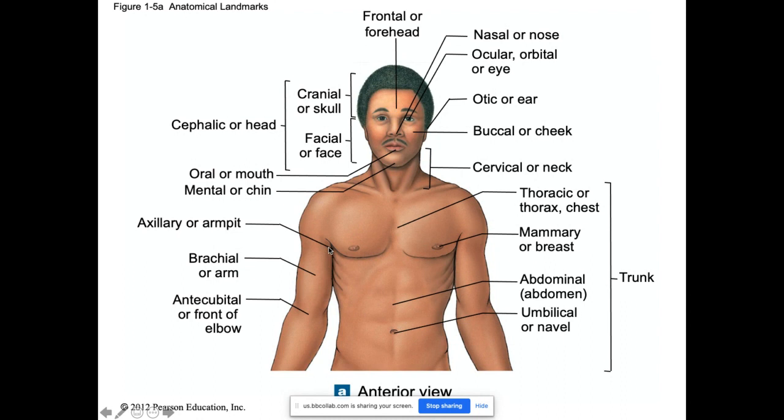The armpit is the axilla or axillary region, where you have axillary lymph nodes. You have the mammary duct, which is the breast. There's also mammary lymph nodes. The arm is the brachial or brachium. You've heard of the biceps brachii or brachialis. The elbow, the crease in front of the elbow, is called antecubital. The belly button is umbilical. Then you have the abdomen or the abdominal region. All of this in the center, they call this the trunk. That's the trunk.